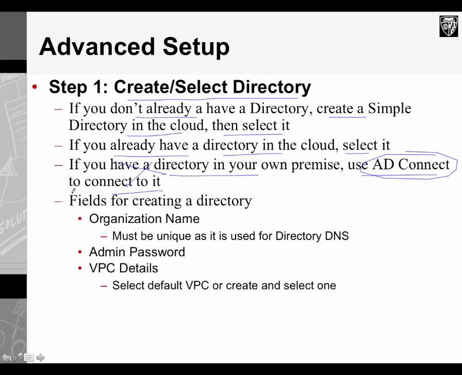When you create an Active Directory, you are to give an organization name. It must be unique because it uses that name to be part of the DNS. You should also have an admin password. That is the administrative password. That is not the password for the workstation. And then you can also give VPC details, which VPC you want to create this directory in.